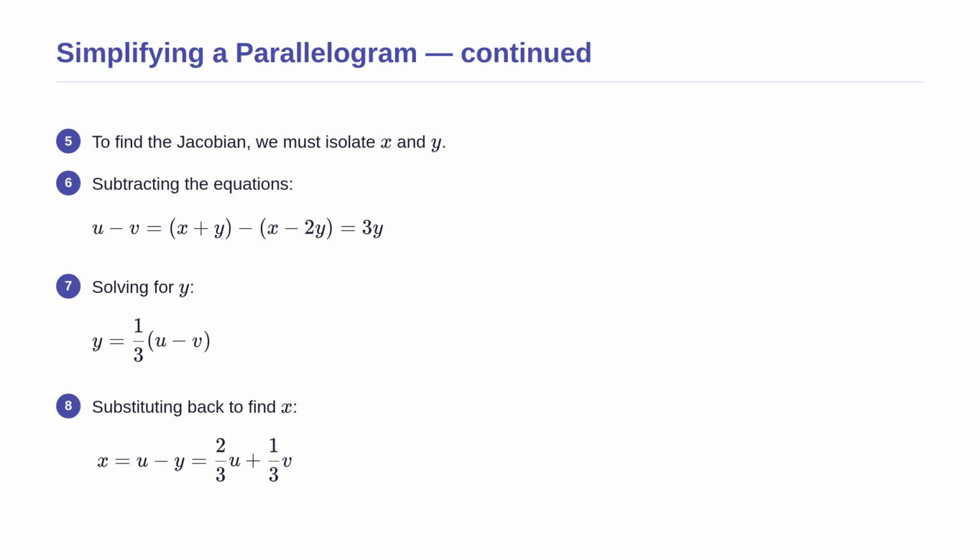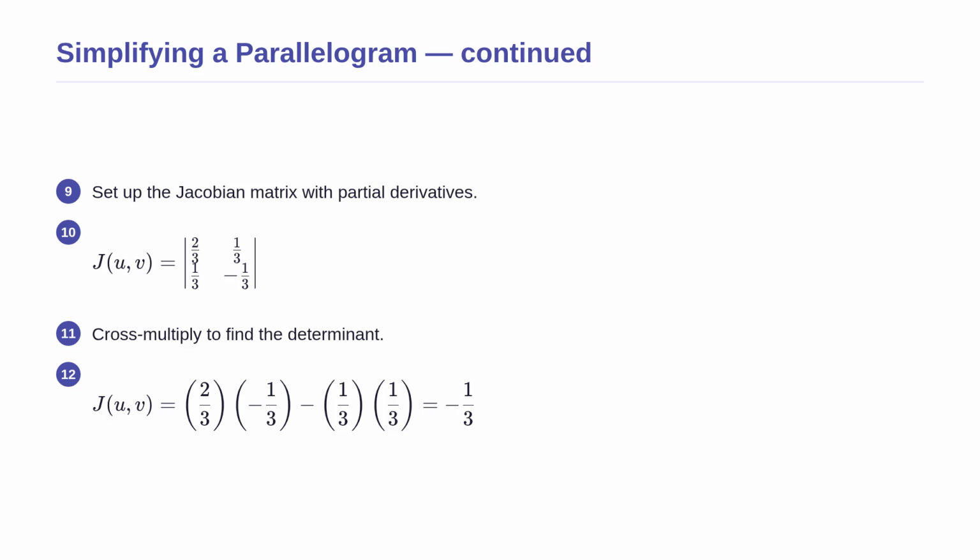stretching factor. With x and y isolated, we take their partial derivatives and place them into the Jacobian matrix. Because our transformation equations are simple linear lines, all of the derivatives are just constant fractions. For instance, the derivative of x with respect to u is simply 2/3. We calculate the determinant by cross-multiplying these fractions and subtracting. The result is negative 1/3.